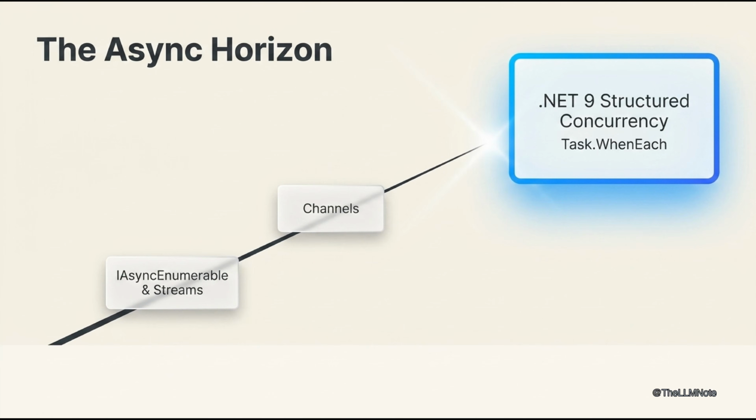Now let's zoom in on the async horizon. IAsyncEnumerable with LINQ, like streaming over async sequences, the backbone of real-time pipelines. IAsyncDisposable, non-blocking resource cleanup. Channels, bounded async queues for high-throughput producer-consumer. .NET 9: structured concurrency with Task.WhenEach, parallel async streams with early exit.